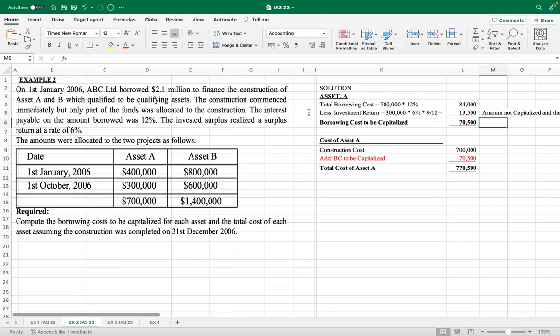James, why are you multiplying by 9 over 12? James, I think I've explained why we are multiplying by 9 over 12. Vincent, because 300,000. Okay, thank you, Vincent. You are helping to explain.